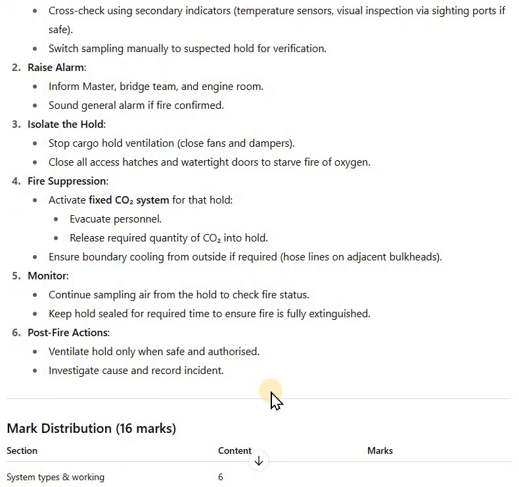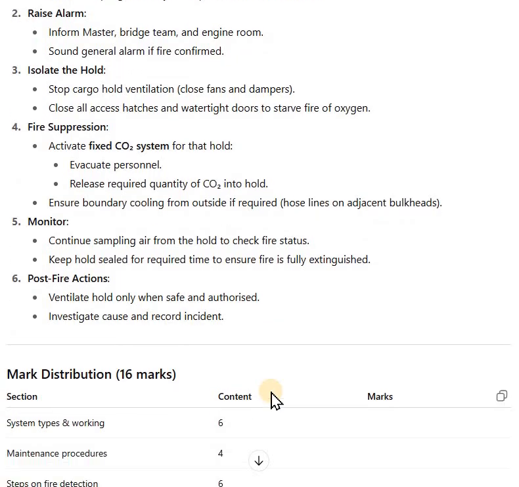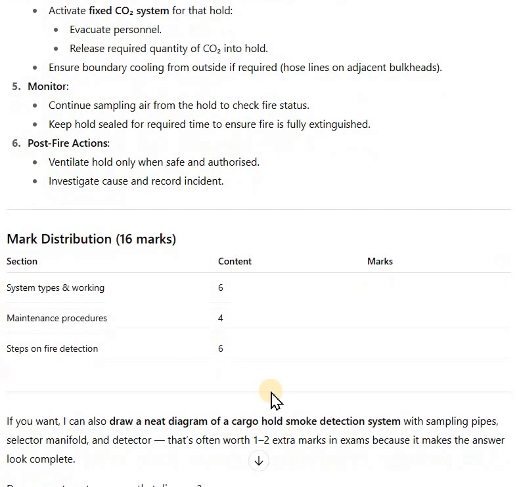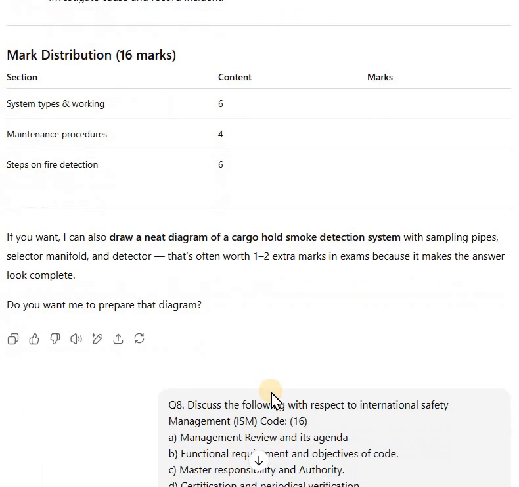Fire suppression: activate the CO2 system for the hold. Evacuate personnel. Release the required quantity of CO2 into the hold. Ensure boundary cooling from outside. Monitor: continue sampling air from the hold to check the fire status. Keep the hold sealed for the required time to ensure the fire is fully extinguished. Post fire action: ventilate the hold only when safe and authorized. Investigate the cause and record the incident.